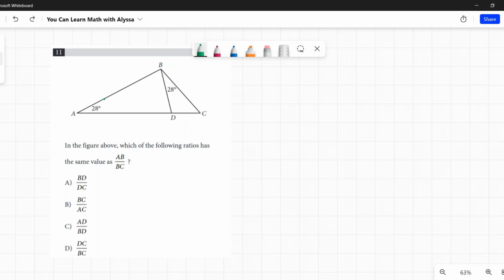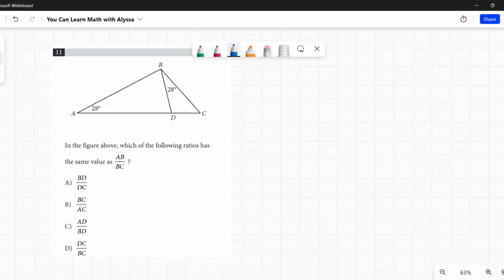So as soon as I see this 28 degrees here and 28 degrees there, I'm like, okay, I've got several triangles overlapping. I have this triangle, ABD. I have this triangle, BDC, but I also have this triangle, ABC. 3 triangles. Now, triangle ABC and triangle BDC share this angle. Angle C is in both of those triangles.